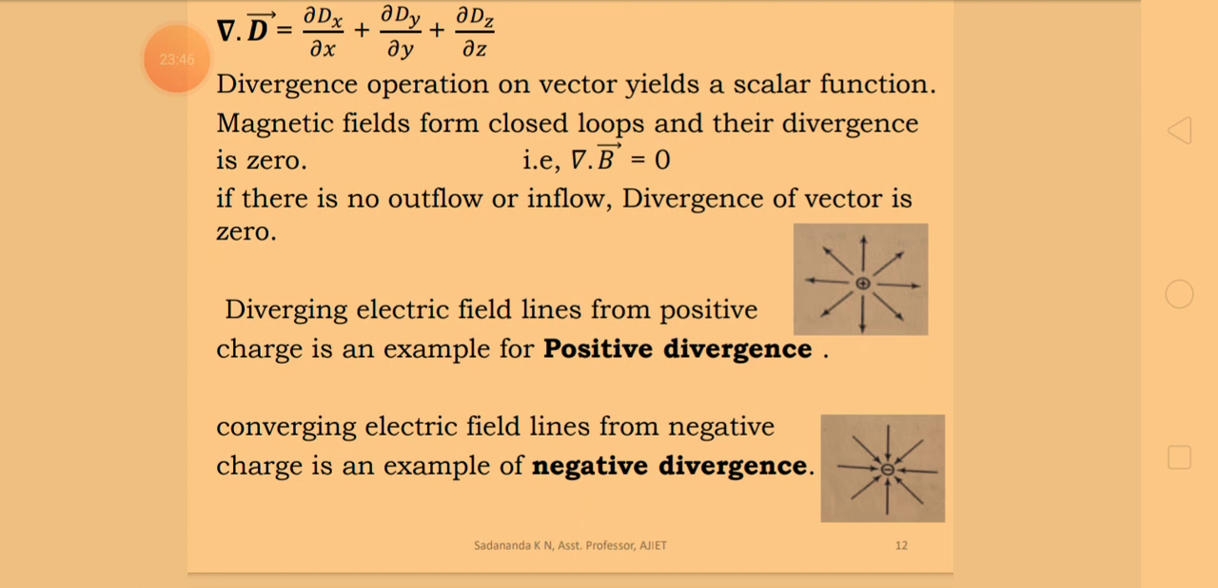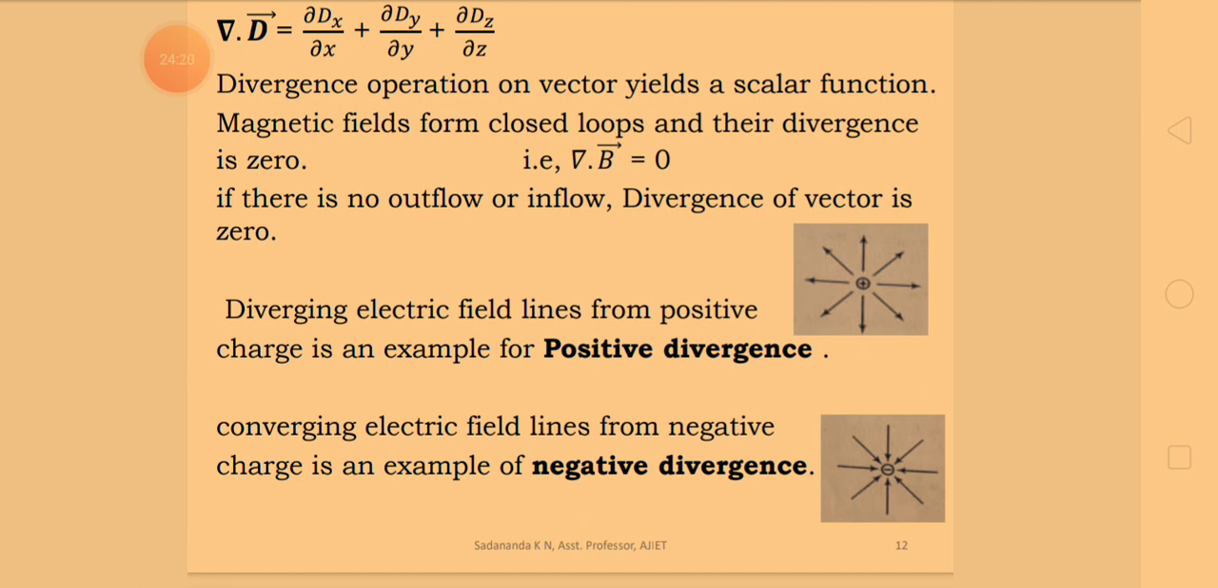It is important that you remember the right hand side of the expression is a scalar entity, which means the divergence of a vector field always yields a scalar function. If there is no inward or outward flow in the system, then the divergence of that vector is 0. In that system, the divergence of the vector is 0.